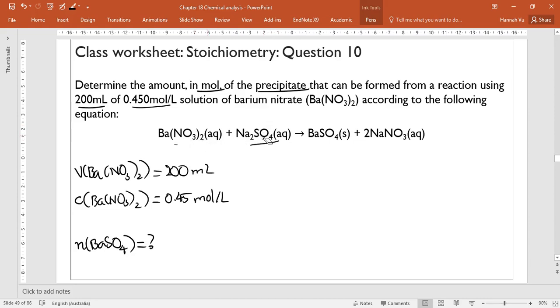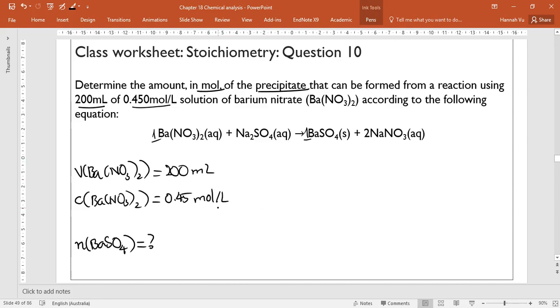And the question now is, if you use this much barium nitrate, which I think means we're going to have to make an assumption that this is a complete reaction, which means that all of the barium nitrate will be used. Since I don't have any other information, I cannot not make that assumption. And you have to use this to work out the number of mole of barium sulfate. An equation is given, so I can use mole ratio, which means I need to convert these two pieces of information, volume and concentration, to a number of mole.